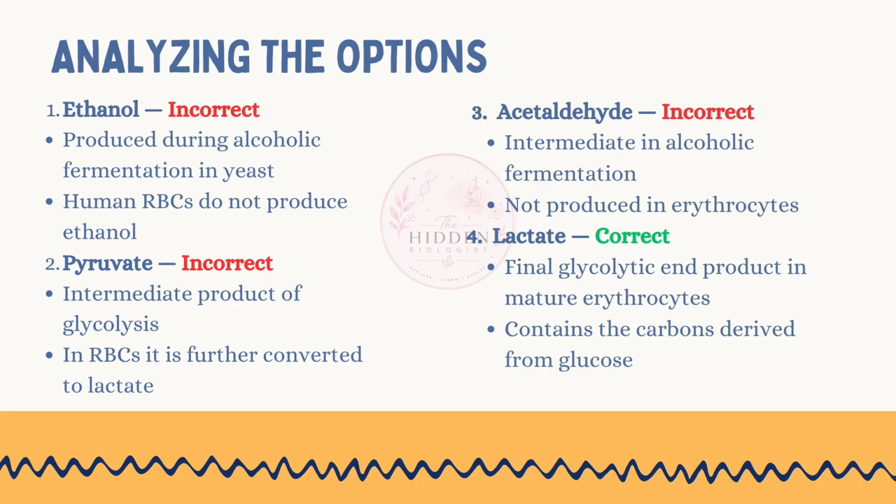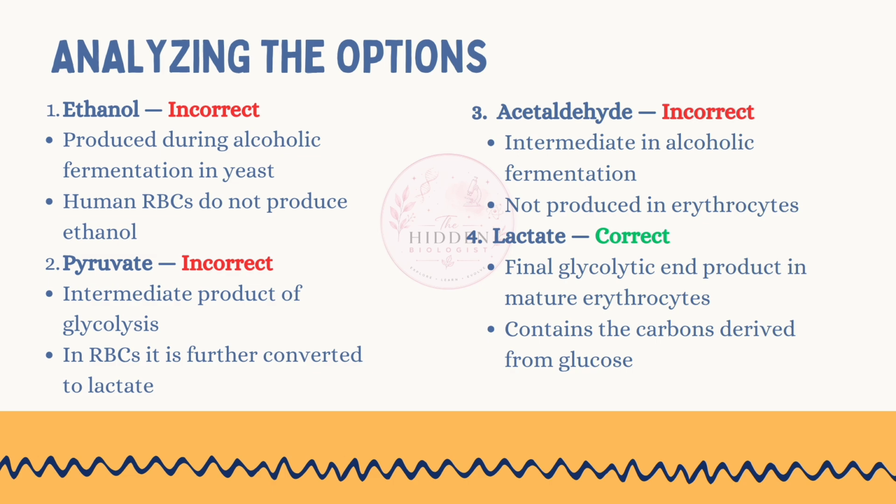Let's analyze the options of our question. The first option was ethanol, which is an incorrect answer because it is produced during alcoholic fermentation in yeast, and human RBCs do not produce ethanol. The second option was pyruvate, which is also an incorrect answer because it is the intermediate product of glycolysis, and in RBCs, it is further converted to lactate.